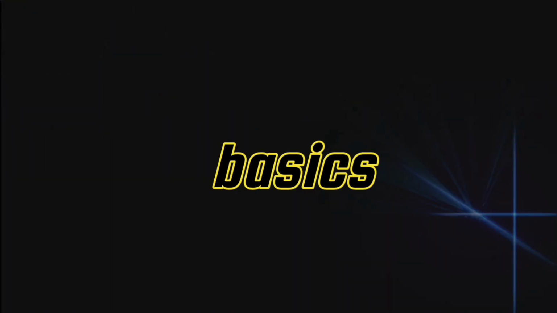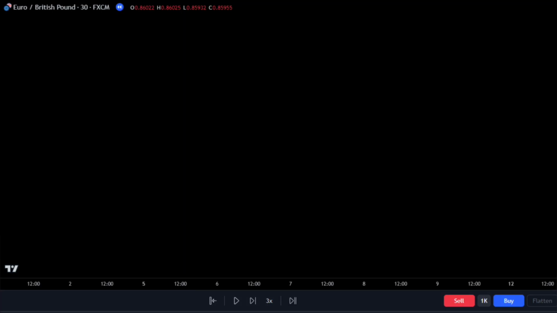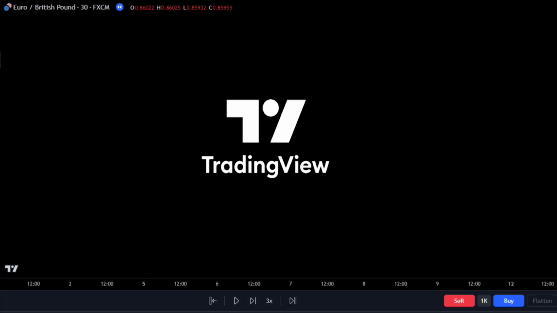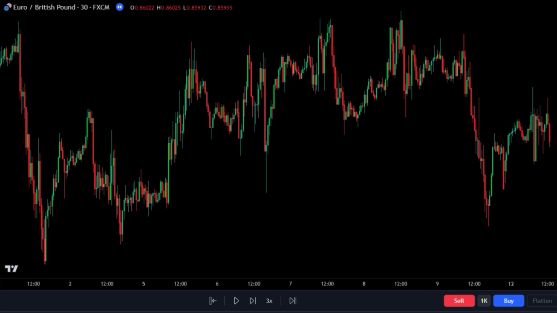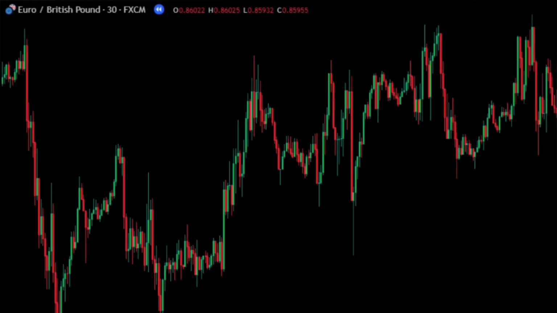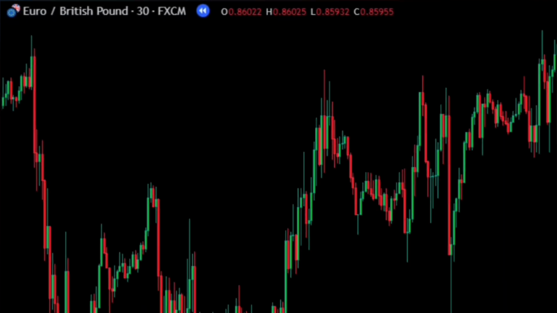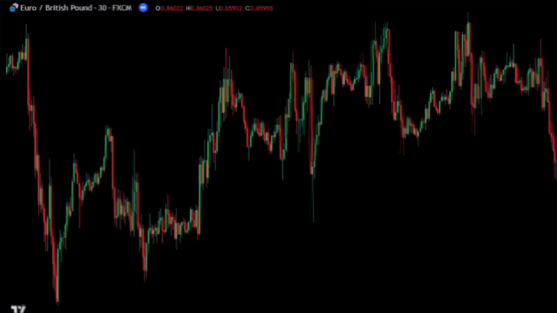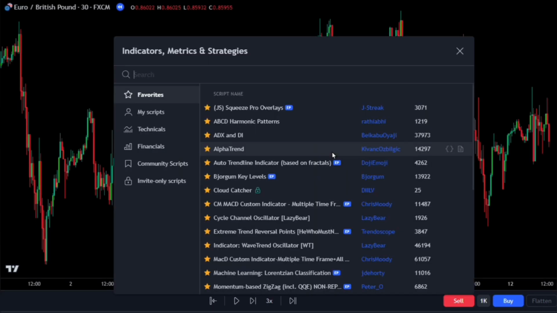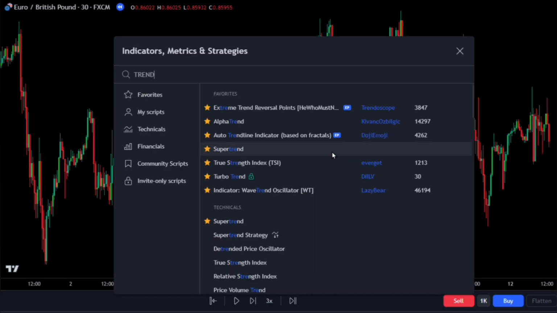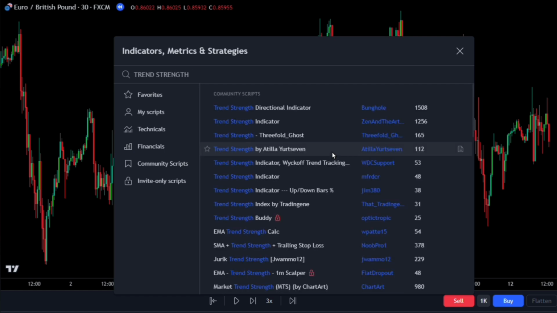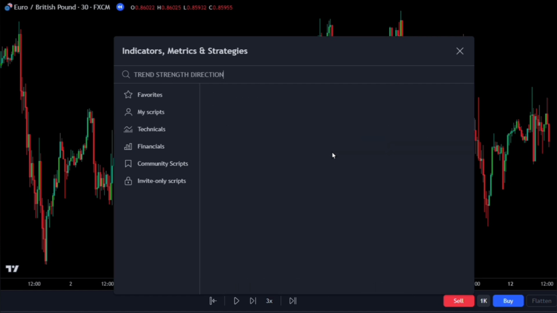Now that we have covered the basics, let's move forward. Our first step is to go to Tradingview. We will be showing the strategy on the 30-minute chart, just like you asked for in our previous video. Now, let's add the indicator to the chart. First, we need to add the improved RSI indicator. Look for the indicator search tab and search for the trend strength directional indicator. Take the one made by Bunhole and add it to the chart.